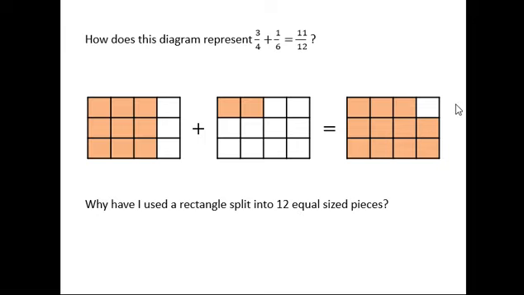Now why did I use 12 squares? Well, that's because 4 and 6 both go into 12. I can make 3/4 into 9/12, and I can make 1/6 into 2/12, which is exactly what I did here using equivalent fractions. You'll also notice that the common denominator of 12 is not 4 times 6. So in this case, the lowest common denominator is not the two denominators multiplied together.